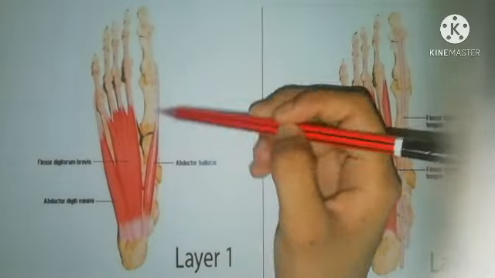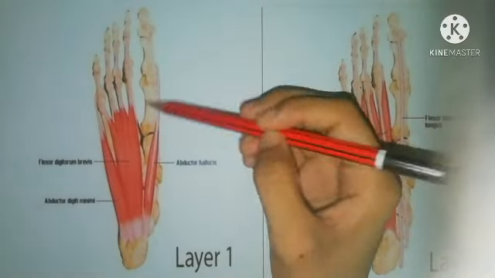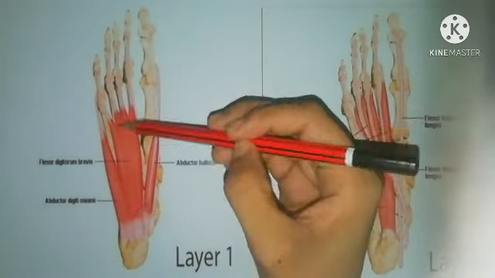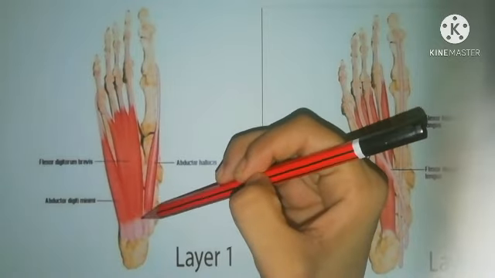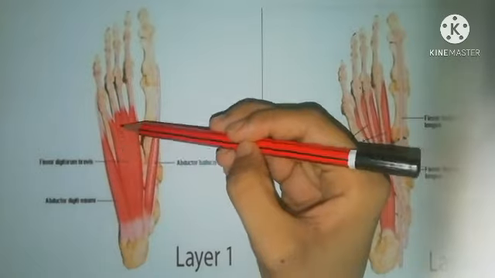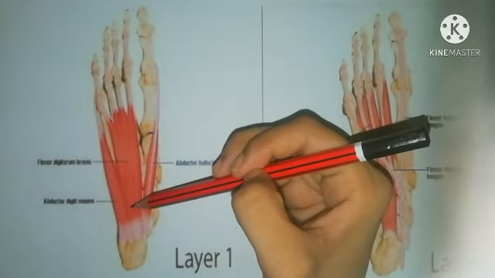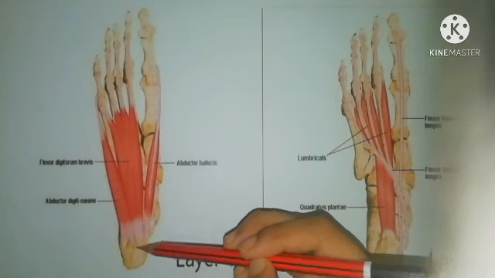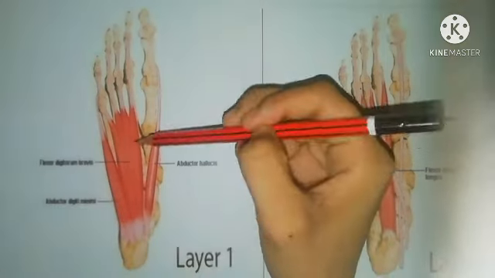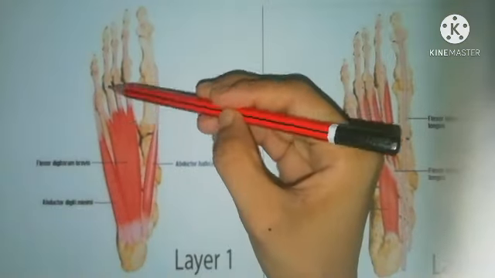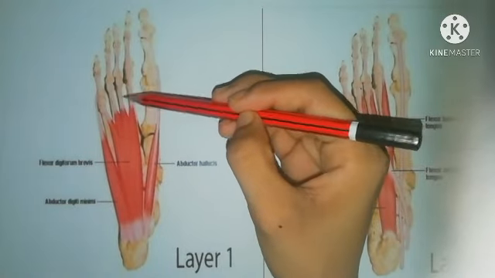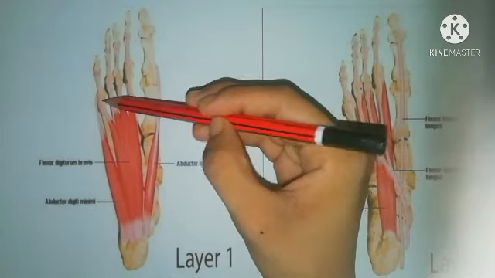Muscles of the first layer of the sole. These are the muscles. Flexor digitorum brevis. The first muscle. This is the flexor digitorum brevis. This muscle lies deep to the plantar aponeurosis. The origin of this muscle is from the medial tubercle of the calcaneum from here. Insertion: muscle ends in four tendons for the lateral four toes. These are the tendons. This 1, 2, 3, 4 tendons.